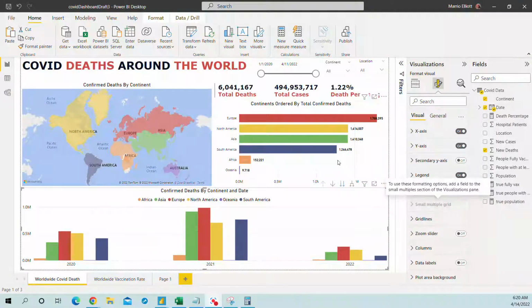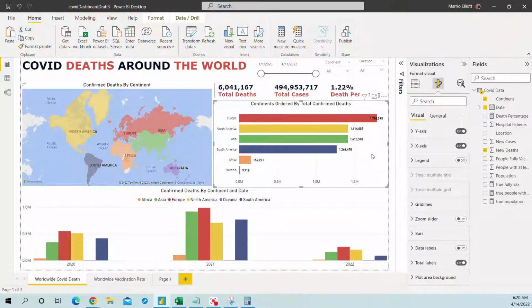Before we move on to the vaccination rate report page, I want to point out that we can actually do the data labels where the numbers are inside the bars instead of on the edge. For this one in Europe, it looks a little weird, half in, half out, versus these, which are all right on the edge. It's all because of a spacing issue.